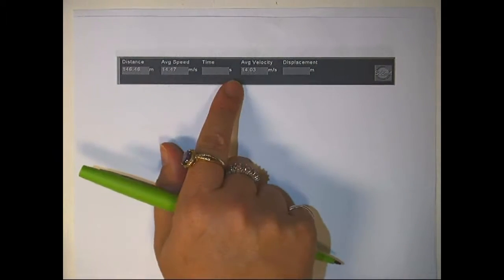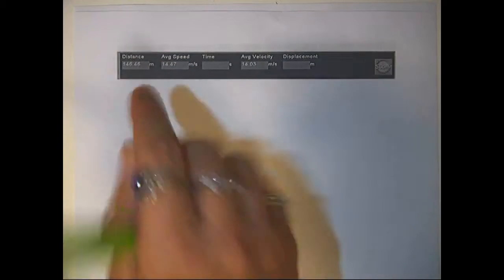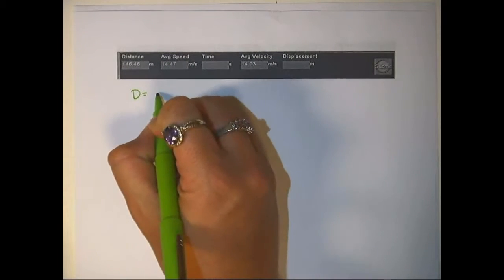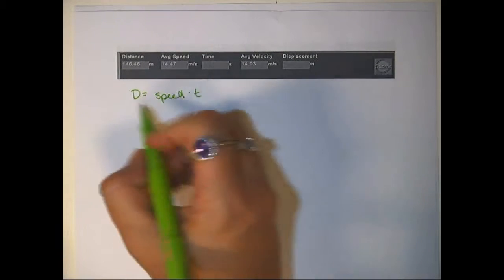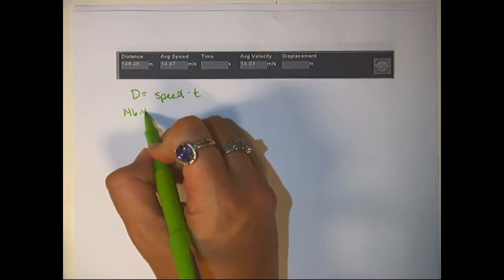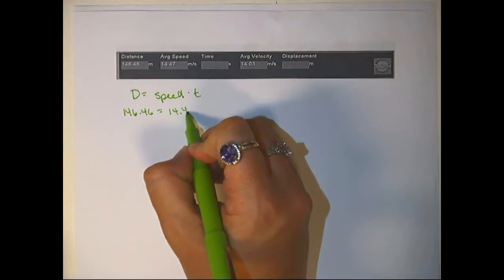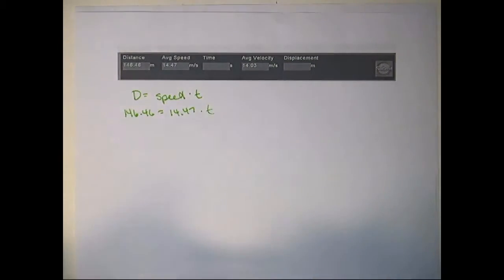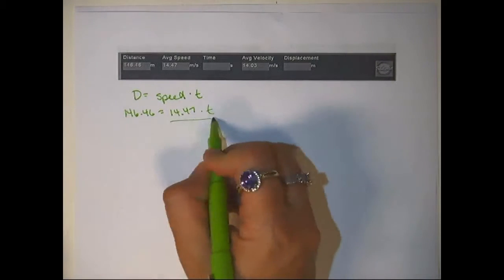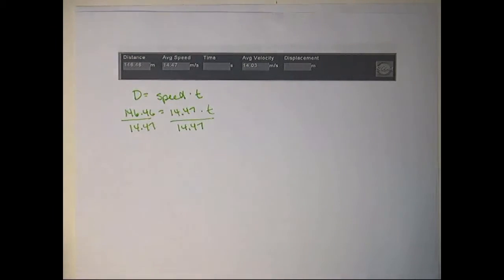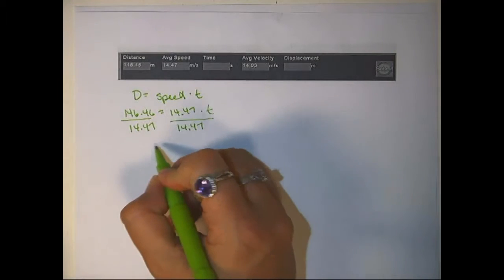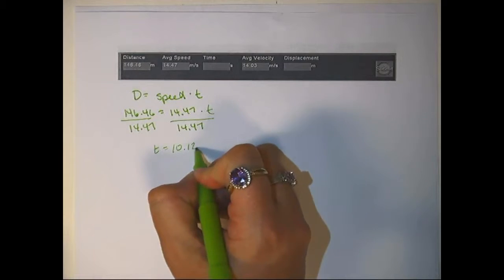these and I need to find the time. Well, this is the distance, so distance equals speed times time. I'm looking for time. I have the speed, and I'm looking for time. So this is a little algebra problem. You solve it by dividing both sides. And we get that the time is 10.12.